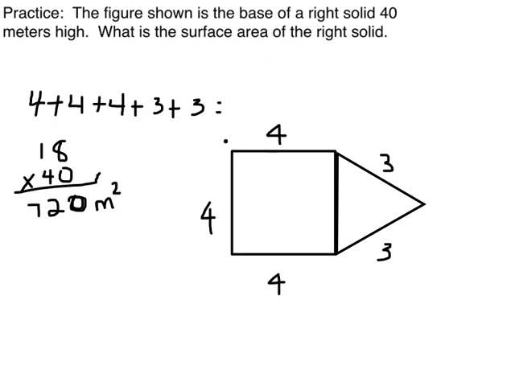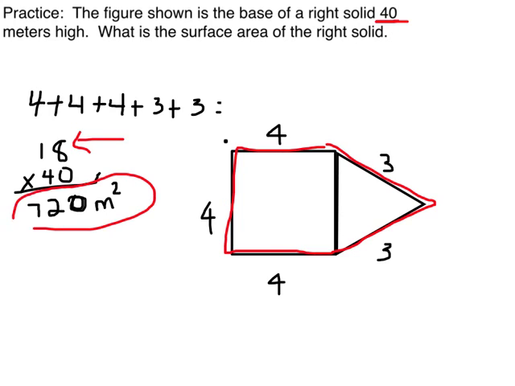Alright, this figure is even a different figure. Just like the last problem we did, lateral surface area is perimeter of the base times the height. So for perimeter of the base, we're going to say 4 plus 4 plus 4, which is 12, plus 3, which is 15, plus 3 more, which is 18. The height is 40, so 18 times 40 is a total of 720 meters squared. It is as easy as that, y'all.